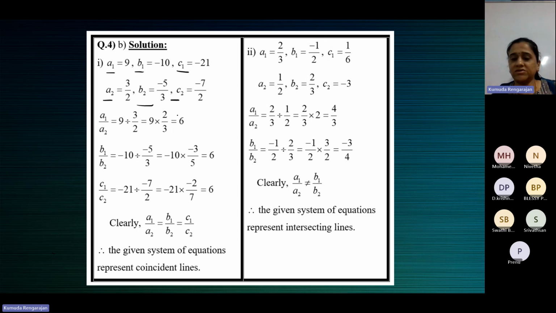In the first case, it's 6 everywhere. So A1 by A2 is equal to B1 by B2 is equal to C1 by C2. Therefore, the system of equations represent coincident lines. The first one. No, somebody said parallel. No, for the first one, 4 by 7, you said.